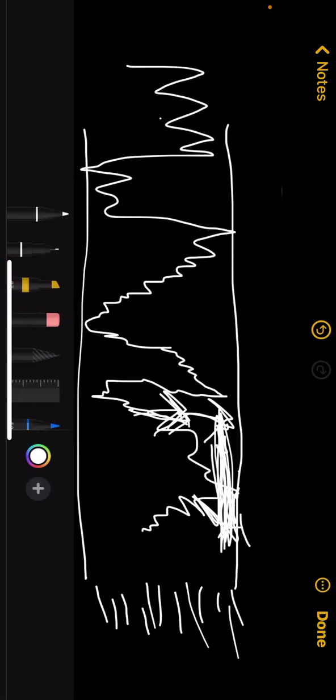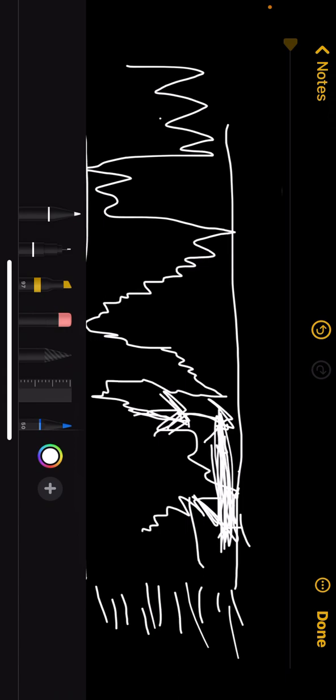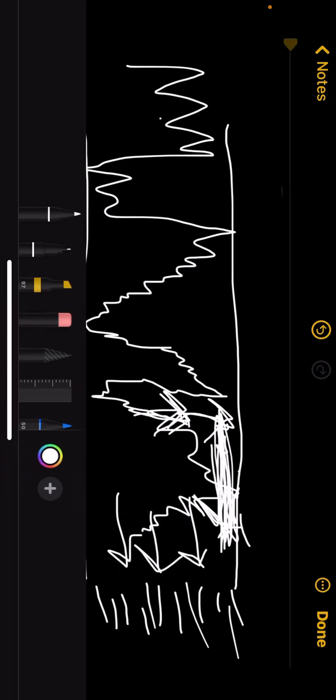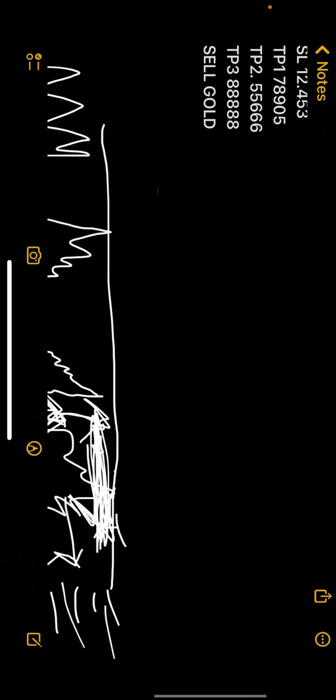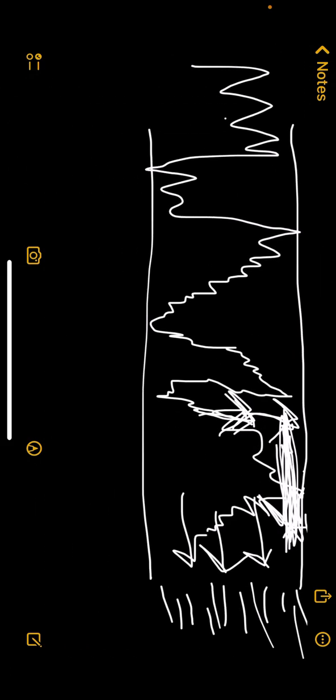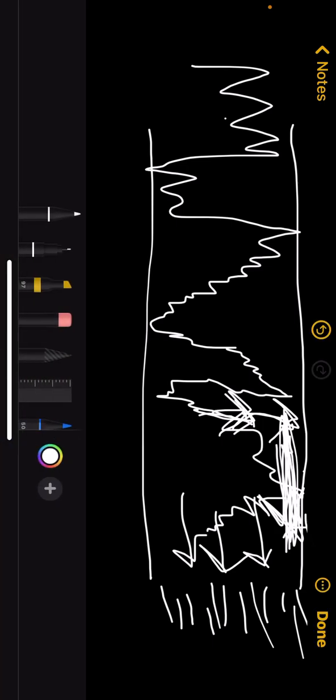And our TP1 is here. Our TP2 is here. Our TP3 is here. So we have just three take profits: TP1, TP2, and TP3. The market has hit our TP1, and the market is heading to our TP2, which is this second arrow here.